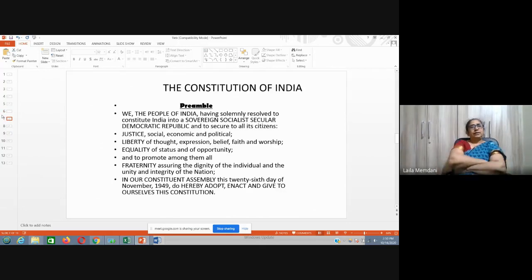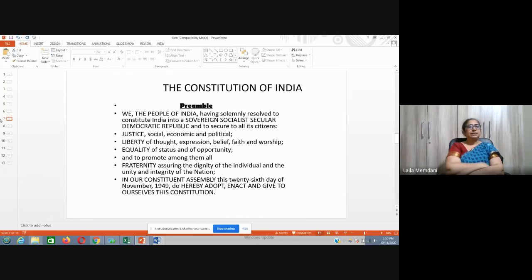Now, in this session, we also have about the Constitution of India. Constitution of India is the supreme. It has the sovereign power. Government, that is executive, legislature, and judiciary, all are under the Constitution of India. It has the supreme power or the sovereign power in the country. The preamble of the Constitution reads, "We the people of India."